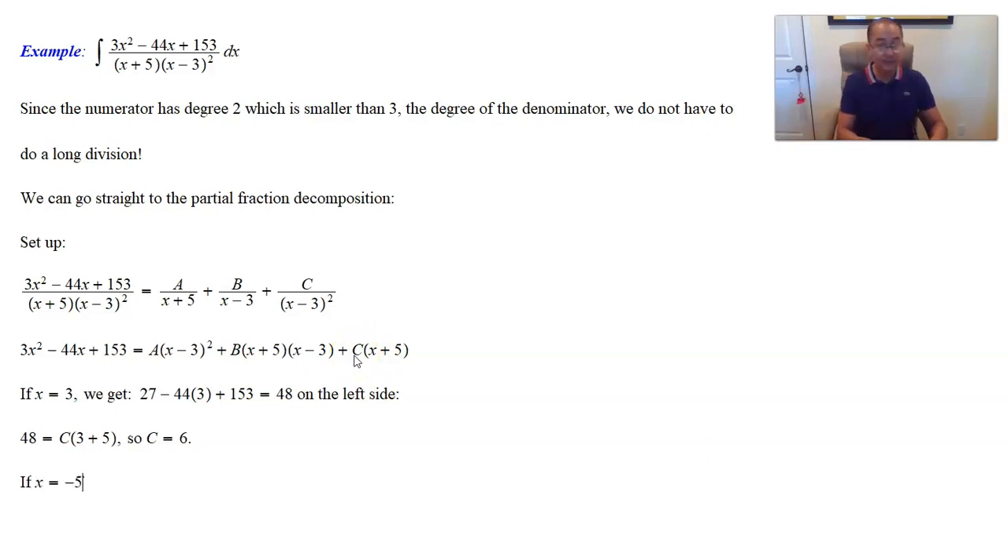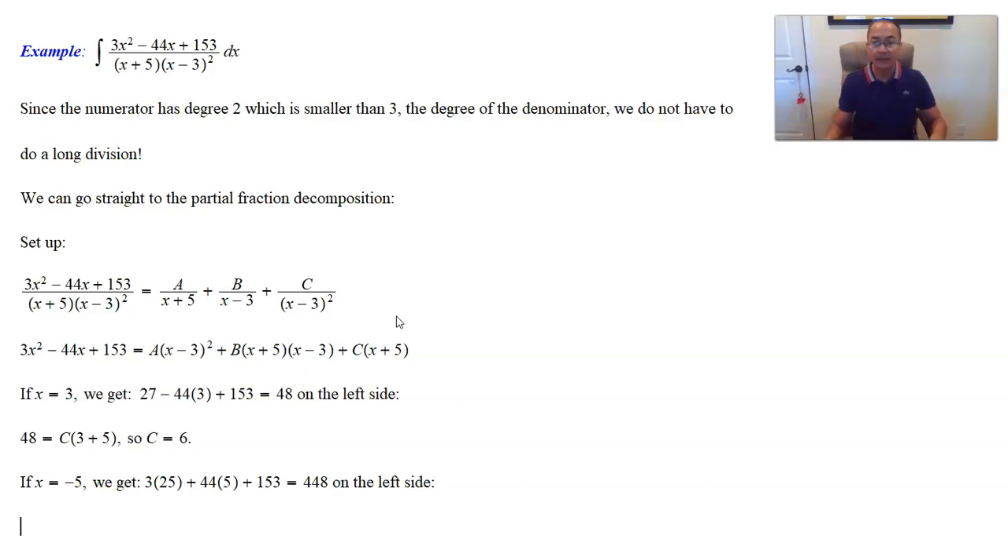If x is negative 5, we get, on the left, 3 times 25, right? So 3 times 25, negative 5 squared, minus 44 times minus 5. So plus 44 times 5, watch those signs, and plus 153. So that is equal to 448. Wow. On the left side.